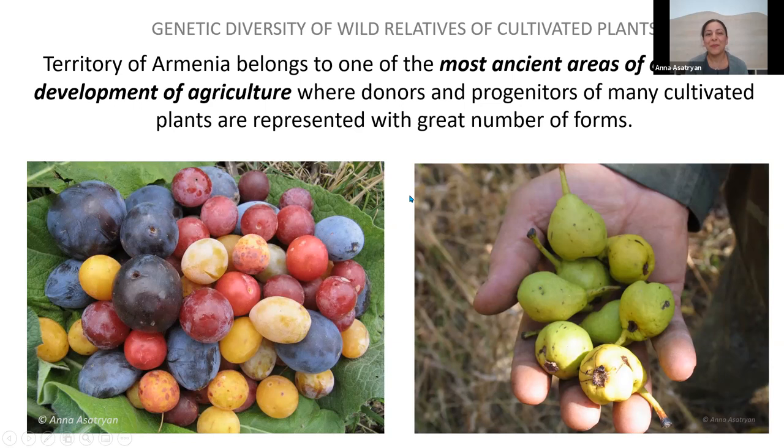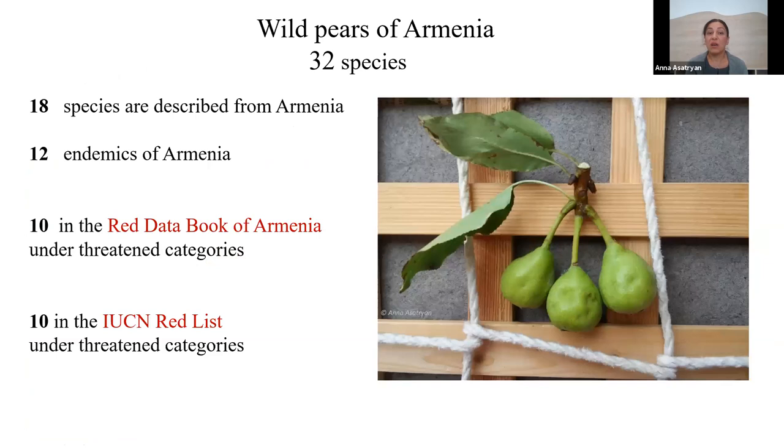Talking about wild pears of Armenia, this group of plants is one of the most interesting. There are 32 species in total in our flora, which forms about half of all known species of pears. 18 of them have been described from Armenia. We have 12 endemics, and 10 are in the IUCN red list of threatened species.